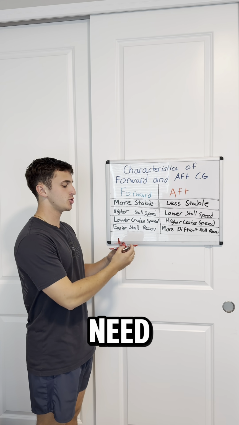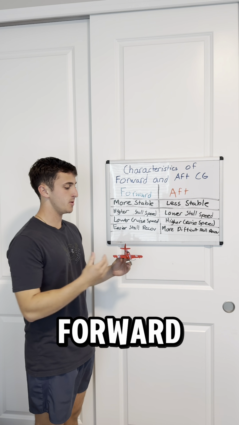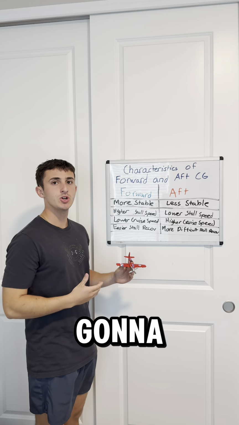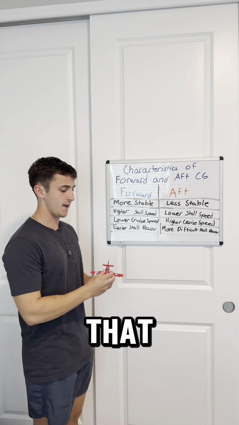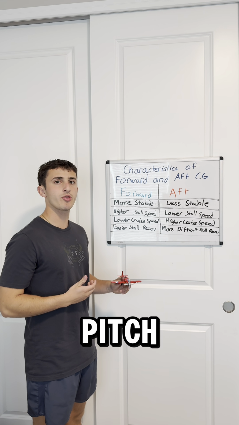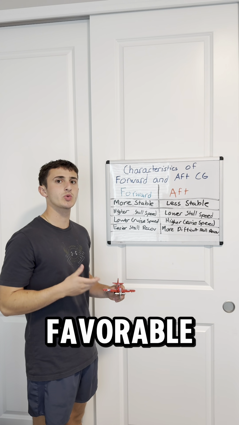From a stall, you need to reduce your angle of attack. With the forward CG, the CG is actually going to help to recover from the stall and reduce that angle of attack. With an aft CG, you have less pitch control authority, so it's going to be less favorable to recover from the stall.